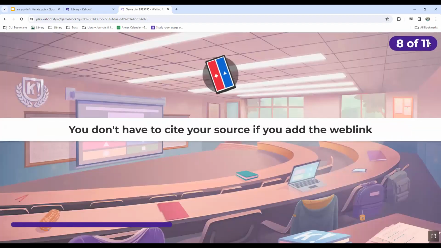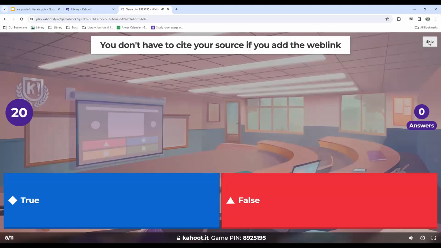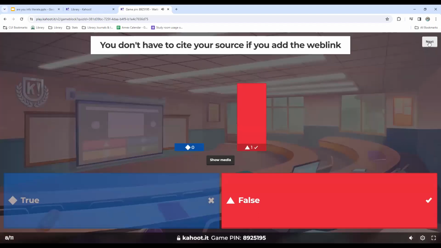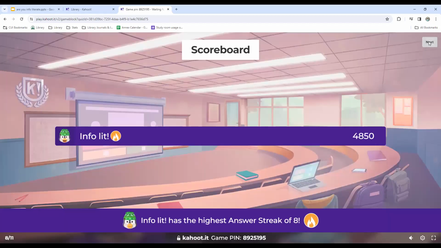Another true or false question. You don't have to cite a source if you add the web link. True or false? And that is, again, false. You do still need to cite your source. Some citations may include the web link, but you are still going to want to have the rest of that information as required for proper citation.